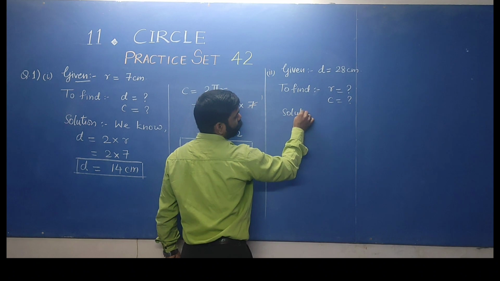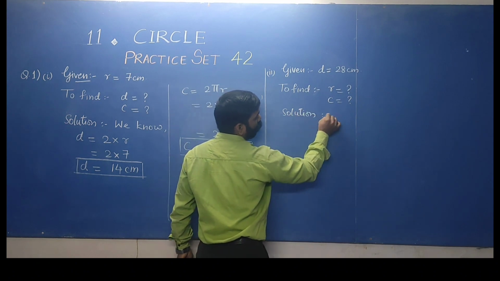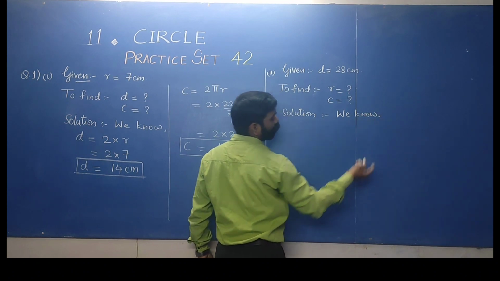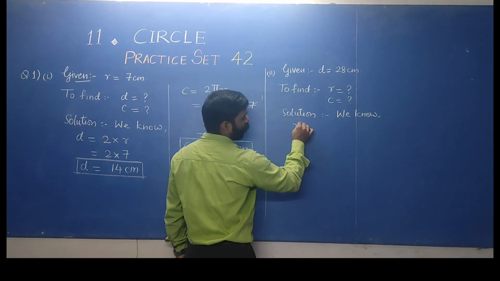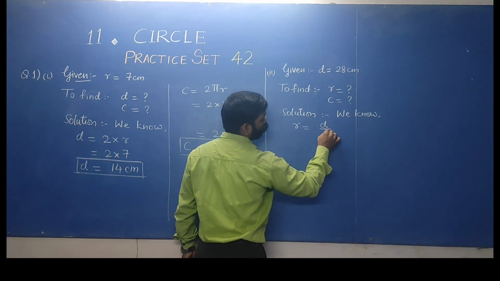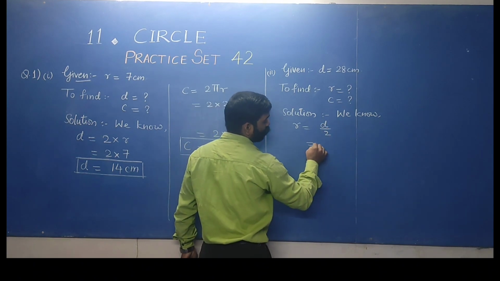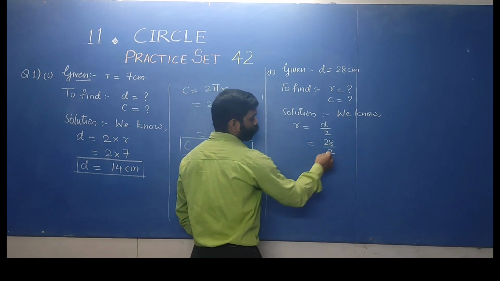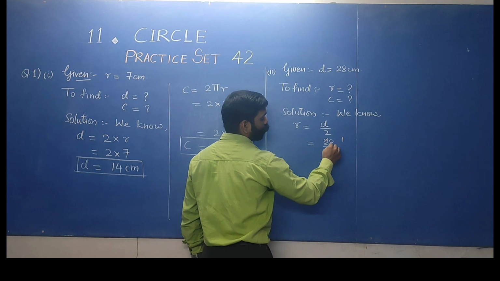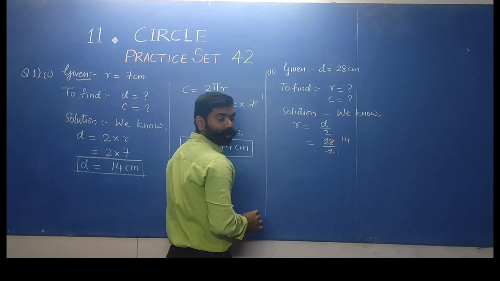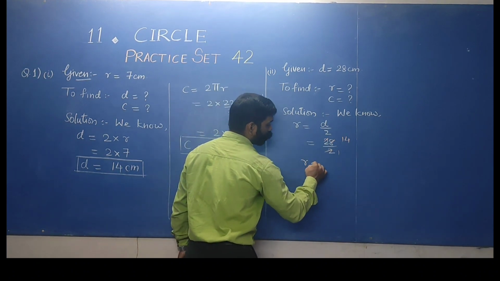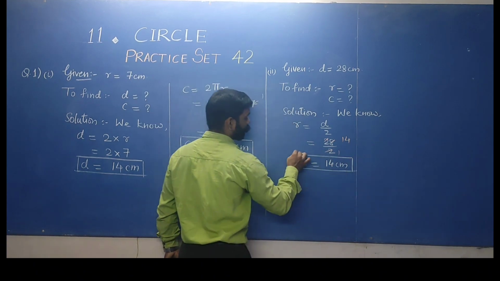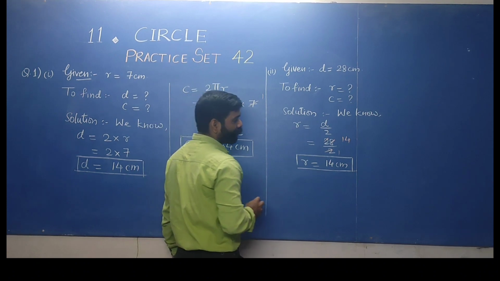Solution. We will write solution. Now how to get the solution? We know radius is half of diameter. So we'll write r is equal to d upon 2. Diameter is given as 28. 28 divided by 2. So 2 ones are 2, 2 eights are 16, we are getting radius is equal to 14 centimeter. Okay students, we are getting radius as 14 centimeter.